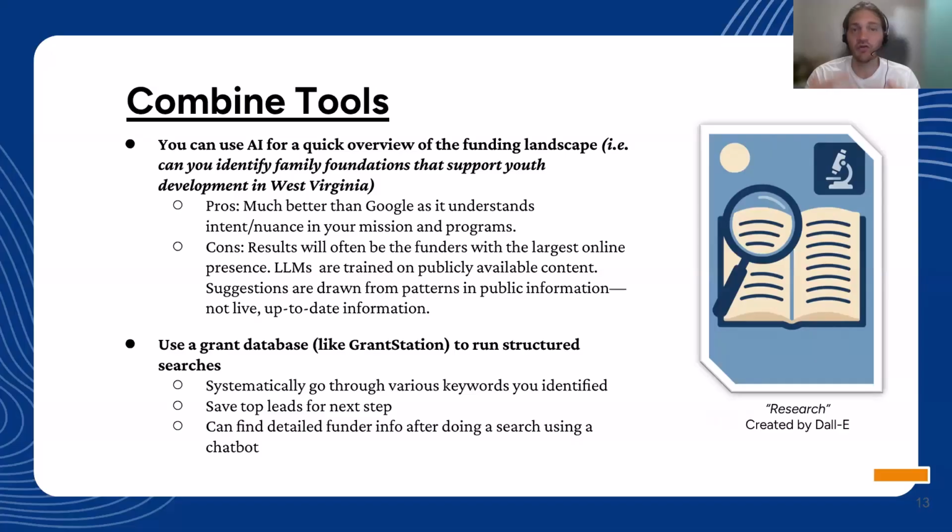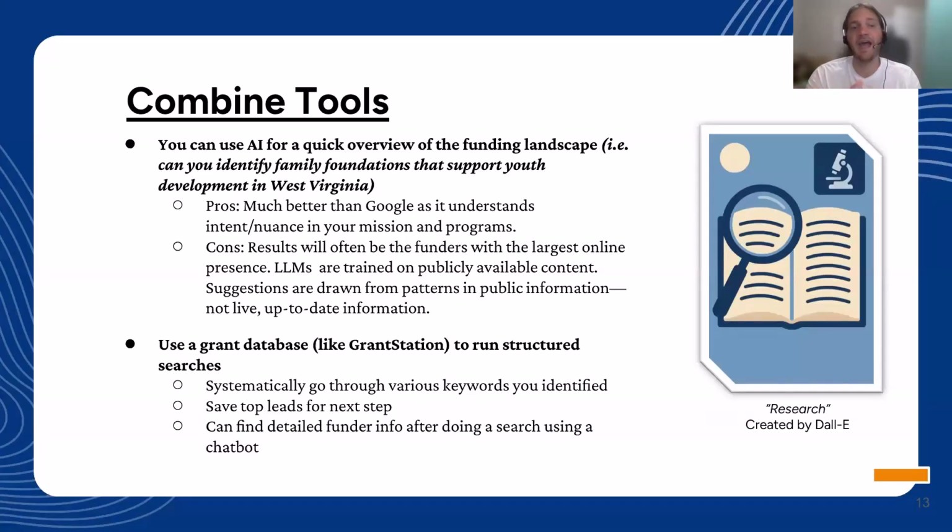The cons of this is the results are often going to be the funders with the largest online presence. So the nature of these chatbots is they're trained on publicly available content. Things like websites, news articles, media presence, those types of things. So the biggest funders, the ones who are getting media coverage, having lots of press releases, who have a large online following, are the ones that are going to be the most obvious matches within these databases. So suggestions are drawn from those patterns, not necessarily live, up-to-date information.